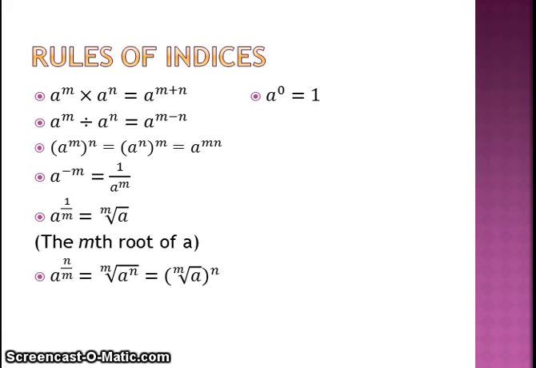If we have A power 0, it will always equal 1. Any base, any value that power 0 will always equal 1. And A power 1 will just be A itself.